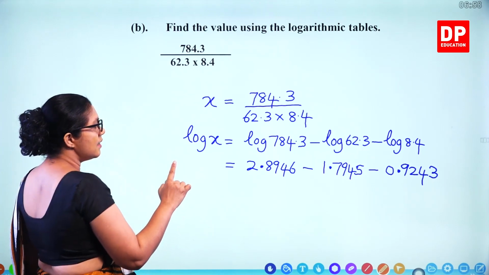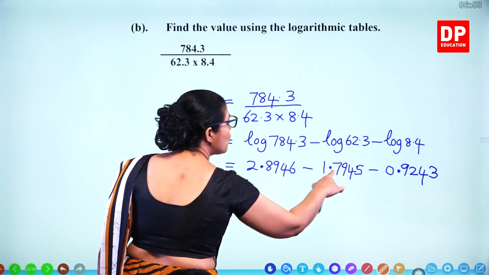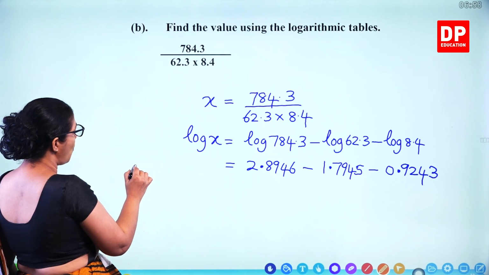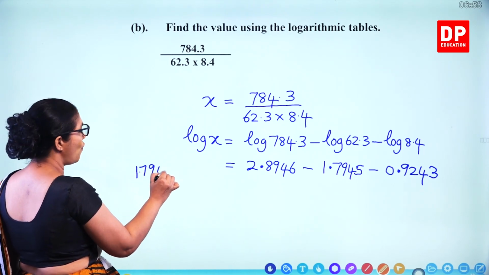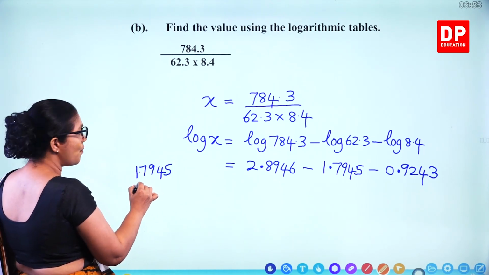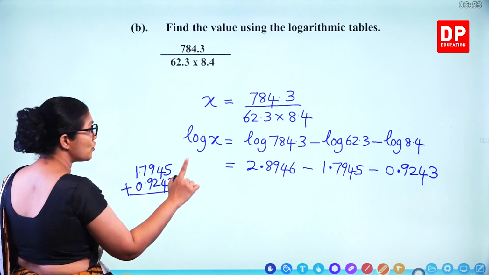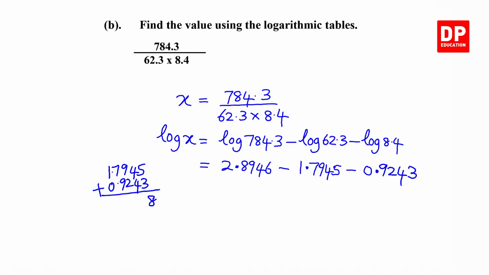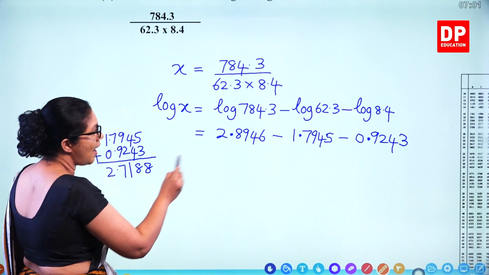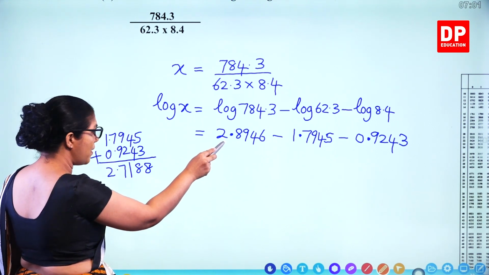You can first add these two and subtract from this. 1.7945 and 0.9243. We'll add it because both are minus. That gives 1.7188. Now we have to subtract that value from this one.